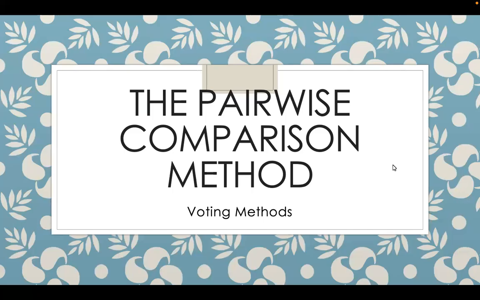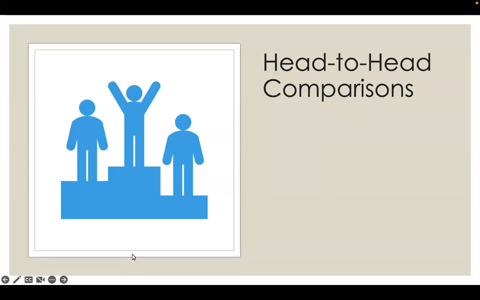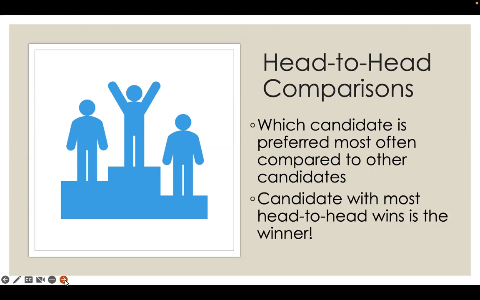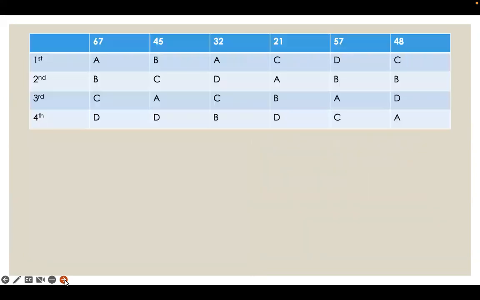Let's talk about voting methods, and more specifically, the pairwise comparison method. With this, we're talking about head-to-head comparisons. Which candidate is preferred most often compared to other candidates? So we do one-to-one, head-to-head, and then see who wins at the end. The candidate with the most head-to-head wins is the winner.